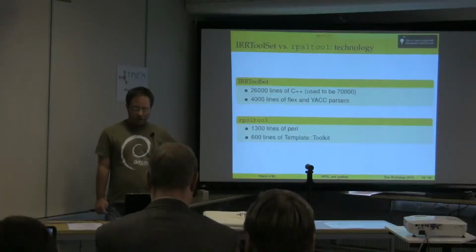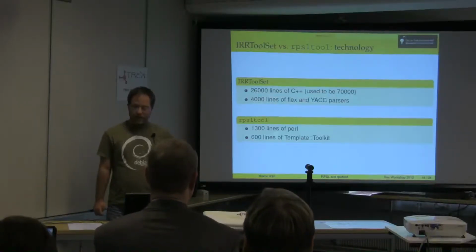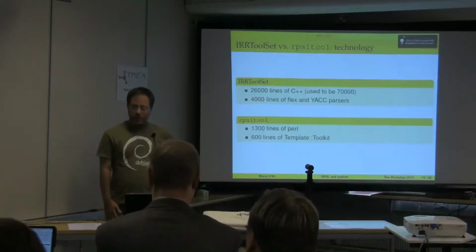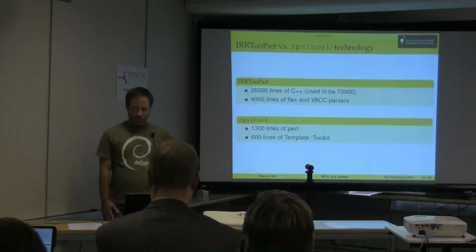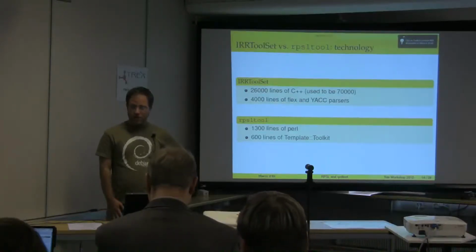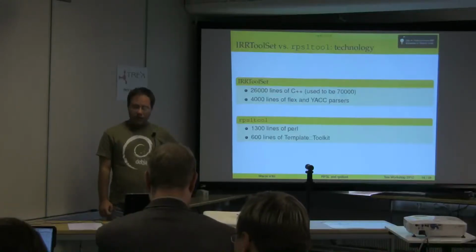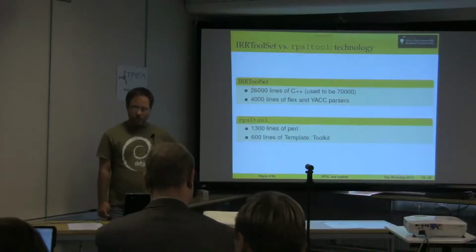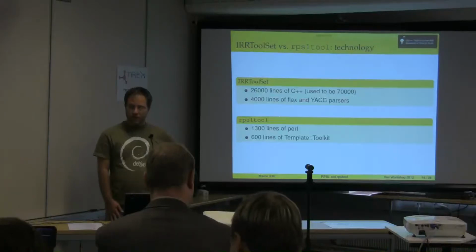IRR toolset used to be over 70,000 lines of C++. After a lot of the less useful parts were removed, nowadays it is down to 26,000, which is still quite a lot. Parsing aut-num objects is complex and requires a lot of work. This is why I totally ignore them in RPSLTools. RPSLTools is a very simple program, less than 2,000 lines of code.